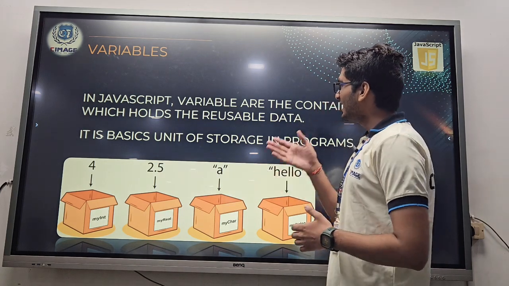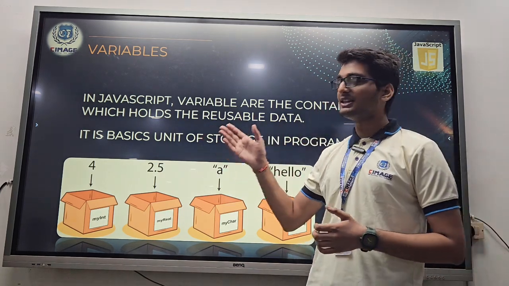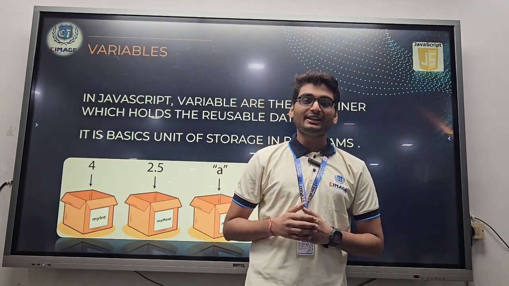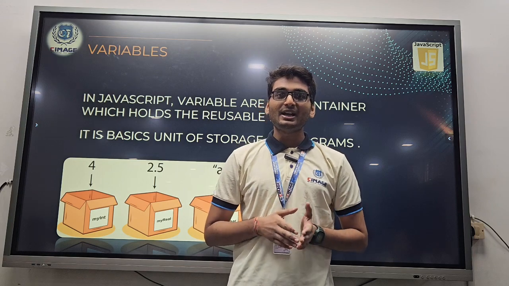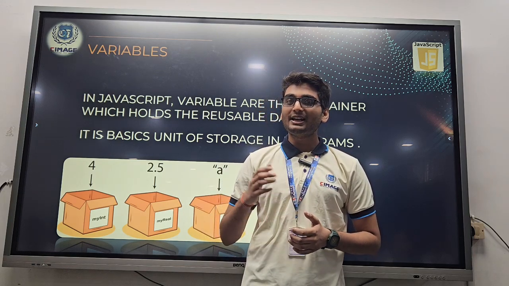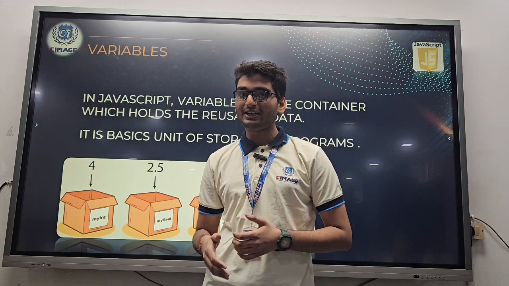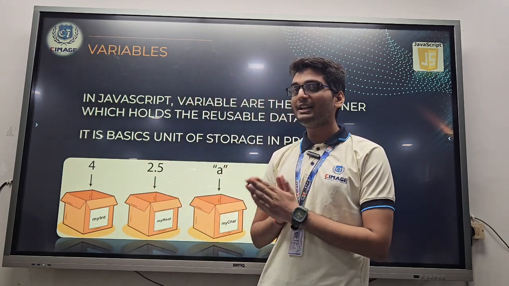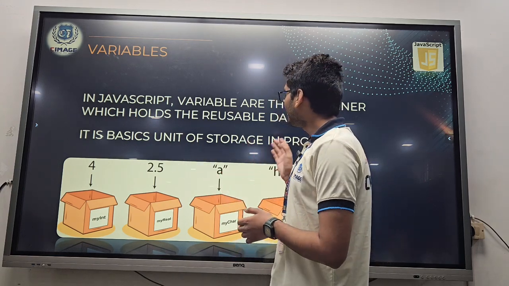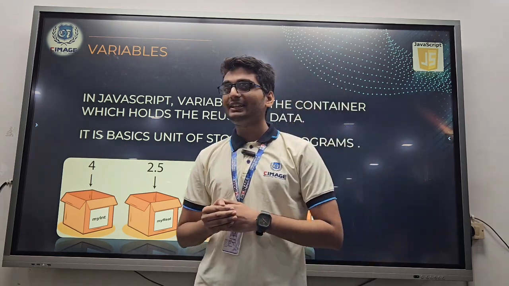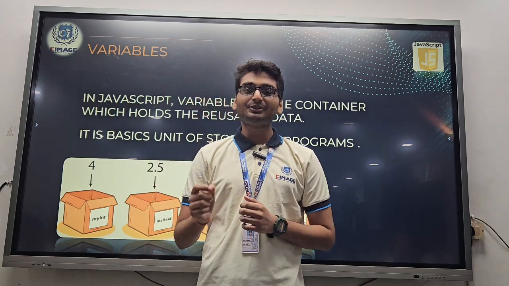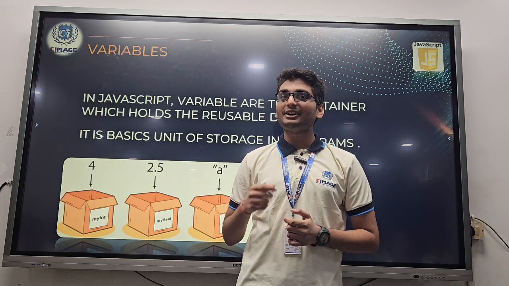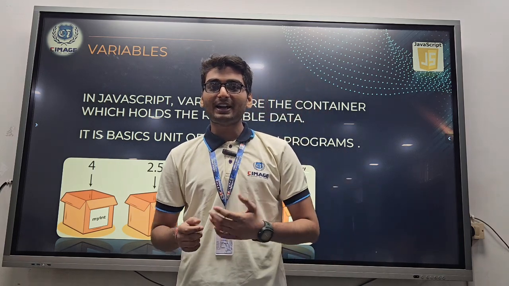In JavaScript, variables are containers which hold reusable data. It means that a variable acts as a container used to hold a value, and when it's needed in our program, we can call that value through the variable name and reuse it. It is basically a unit of storage in programs. It is one of the best methods to store any data in a memory location. If we need to store any data in memory, then the variable is very important.